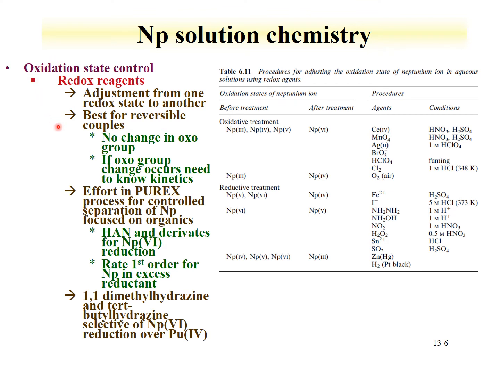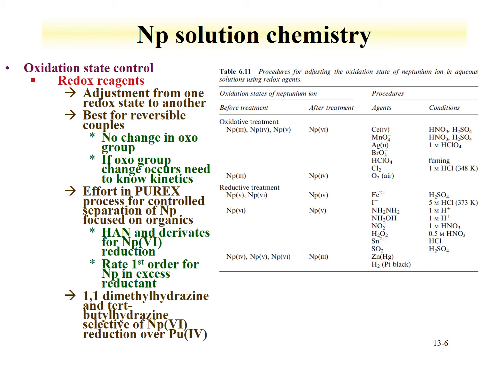So there's an importance of understanding the oxidation state in neptunium since it dictates the chemistry. Here are presented some routes for preparing specific oxidation states of neptunium: the 6, the 4, the 5, and the 3.